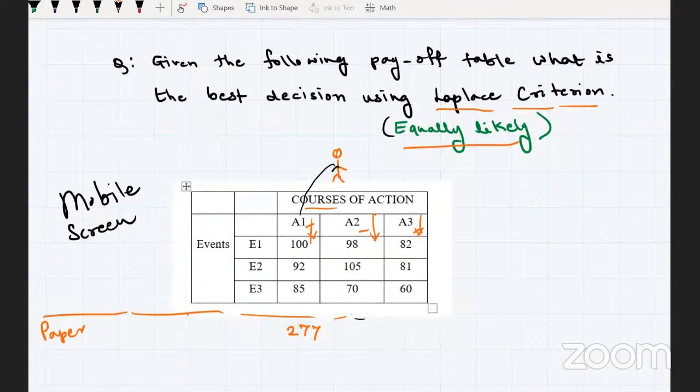Now do it for 82. 82 के लिए क्या करोगे आप? 98 प्लस 105 प्लस 70 करोगे, सिंपल टोटल करना है. ओके 273. Same way for A3.